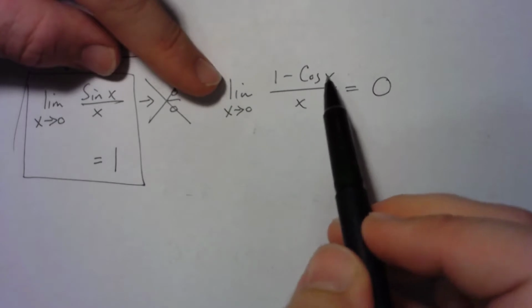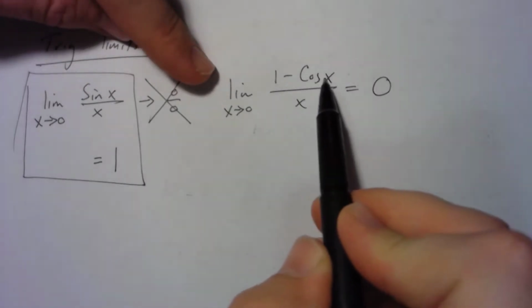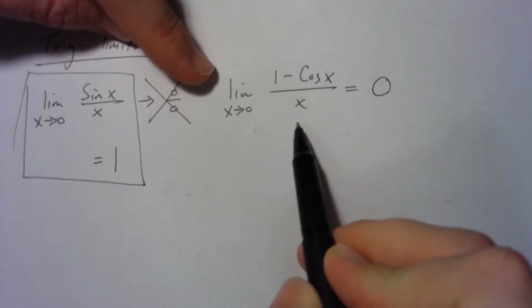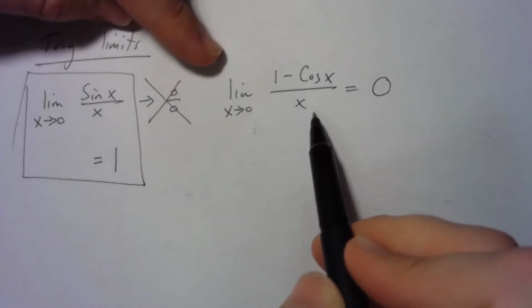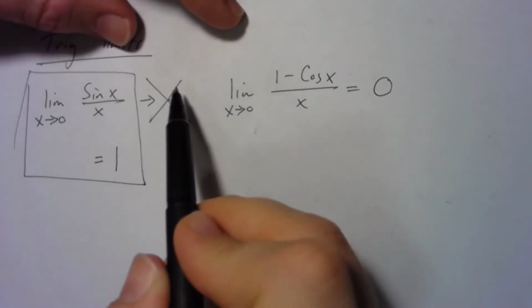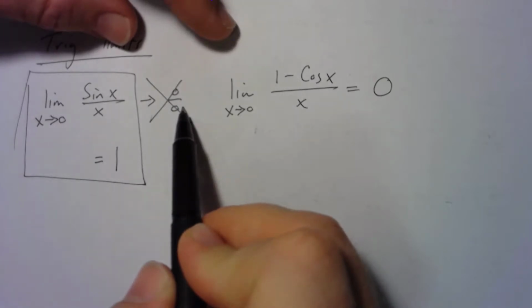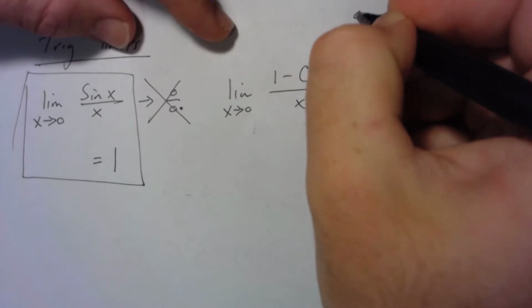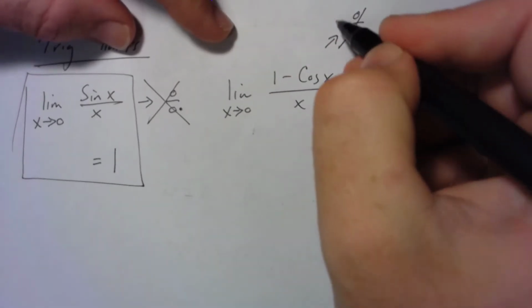Now if I plug in 0 to this limit, you'll notice again I get 1 minus cosine of 0. Cosine of 0 is 1, so I get 1 minus 1, which is 0, divided by 0. And you're thinking, well, I get 0 over 0. Shouldn't that be 1 like the one back here, because I had 0 over 0 for that one? And the answer is no.